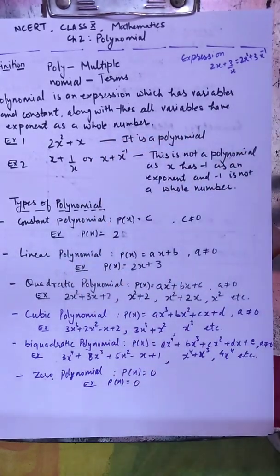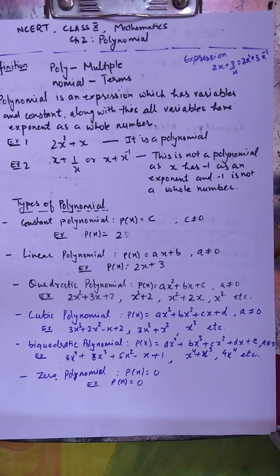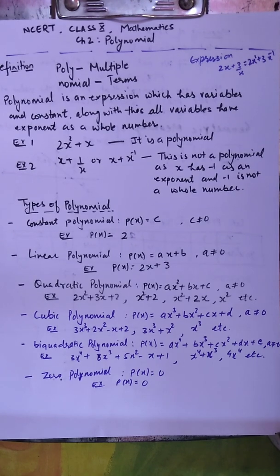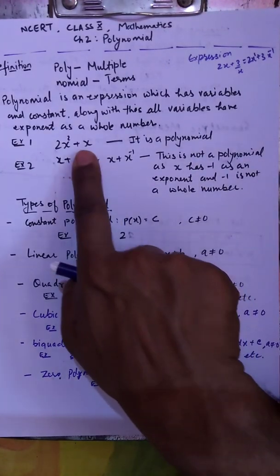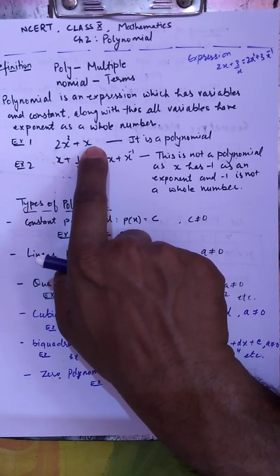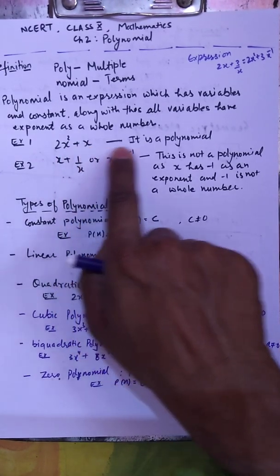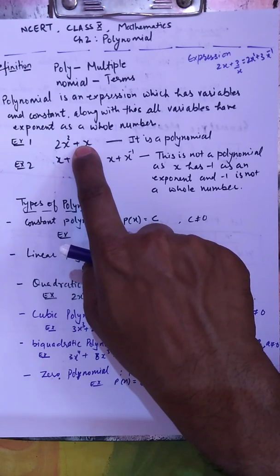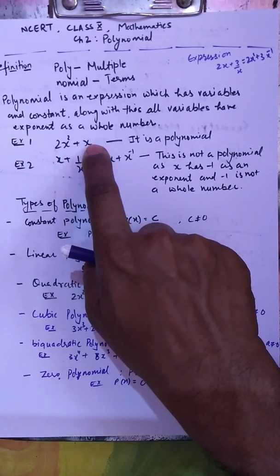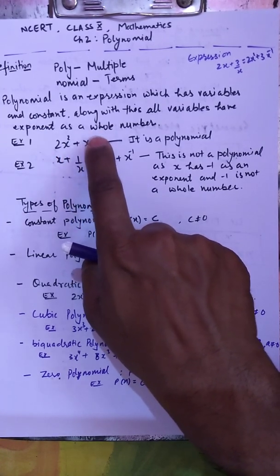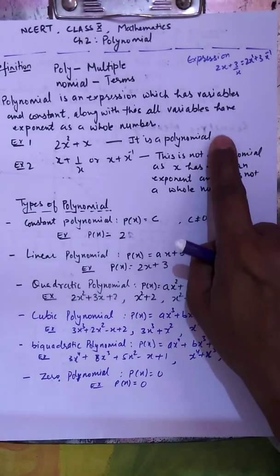Reason being, in polynomials, whatever number of variables are used, all must have exponent as a whole number. If they are not whole numbers, then they cannot be called a polynomial. For example, 2x square plus x is a polynomial because here for x the exponent is 2, here the exponent is 1. If nothing is written, it means 1. So all exponents of variables, I'm repeating the word variable, please take care of this, we are talking about variables, not the constant. So if variables have exponents as whole numbers, then we say it is a polynomial.